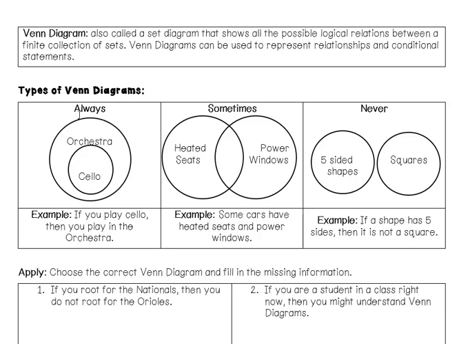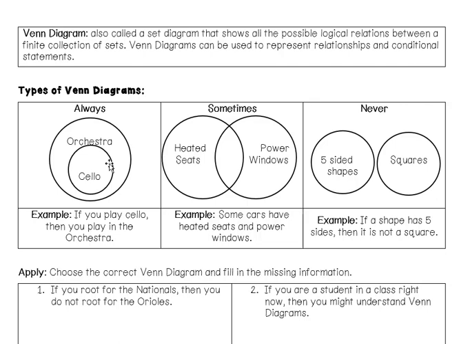A Venn diagram showing something that is always part of another set would be: if you play the cello, then you play in the orchestra. So if you're playing the cello, then you would also be playing in the orchestra. The cello circle is within the orchestra circle because cellists play in an orchestra.